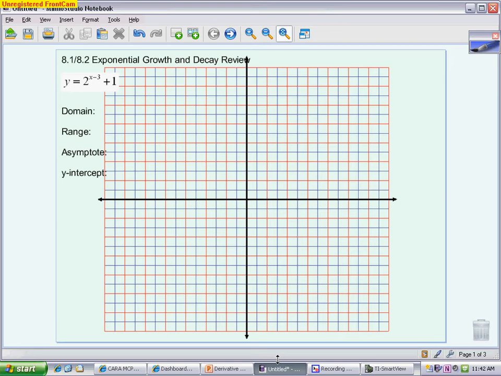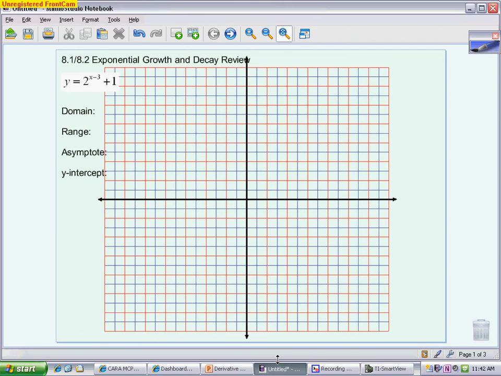You're going to start off with an equation, you're going to need to use your calculator to graph it, and then you're going to answer a series of questions. And I have listed the most common things that are asked, which are the domain and range of the function, wherever the asymptote is, and then what the y-intercept is. And your calculator does a lot of this for you and helps guide you.